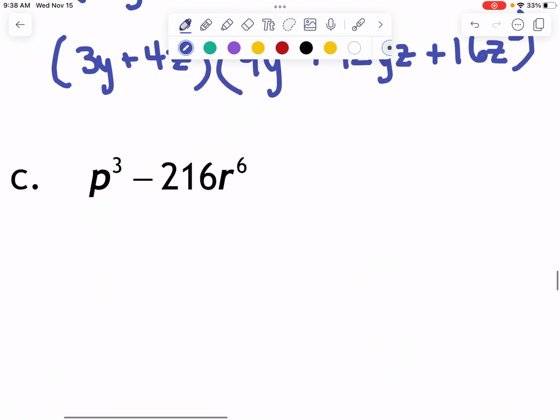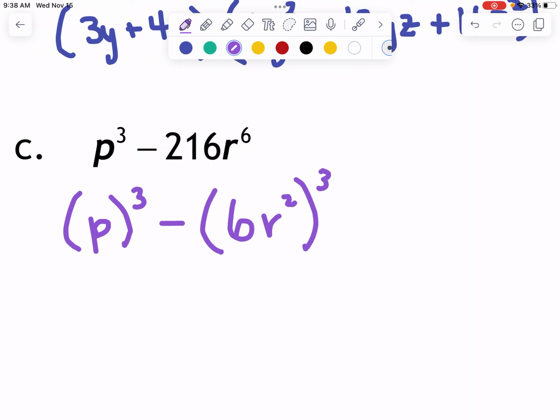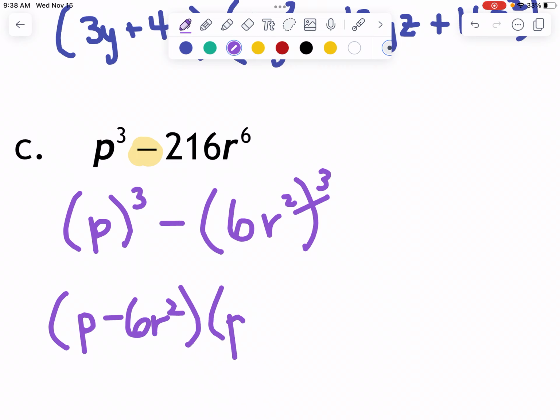Okay, last one. This one's a little bit trickier. I'm going to cube p to get p cubed. And I'm going to cube 6r squared to get 216r to the 6th. Remember, we multiply those double exponents. Since it is the difference of cubes, I'm going to start by subtracting those base terms in the first set of parentheses times the first term squared plus the two base terms multiplied together plus the last term squared for 36r to the 4th.